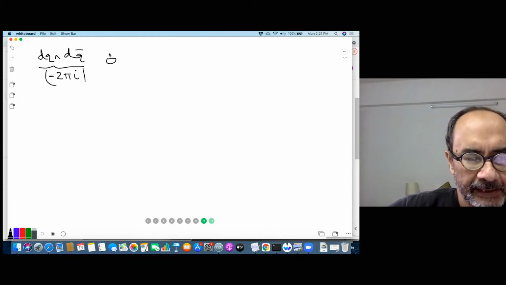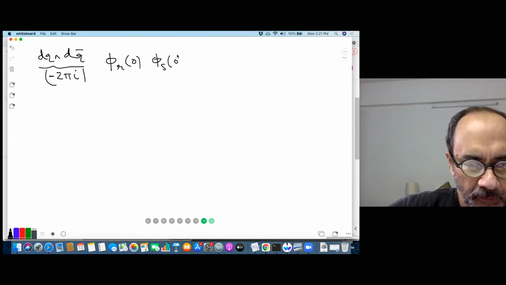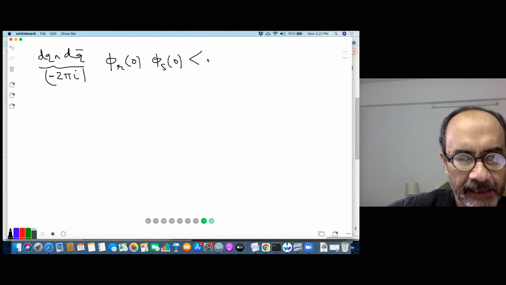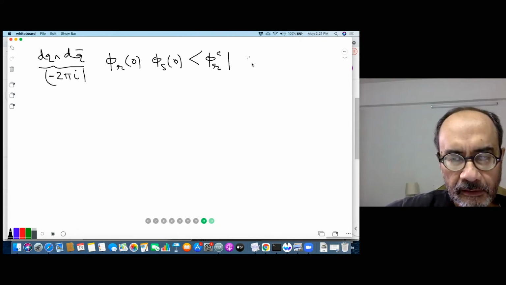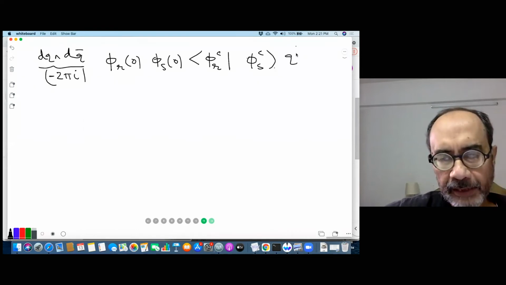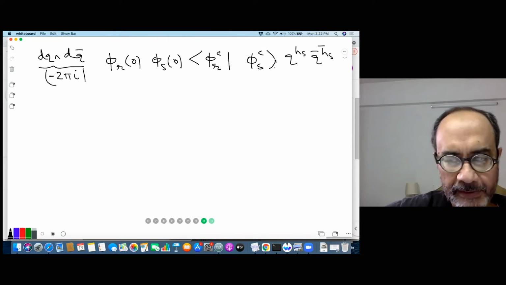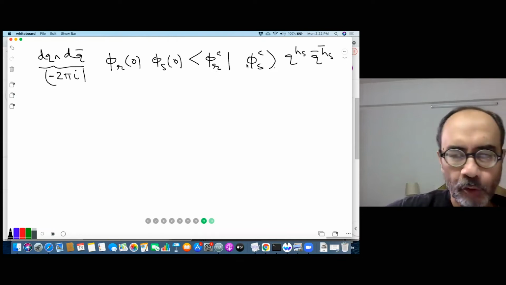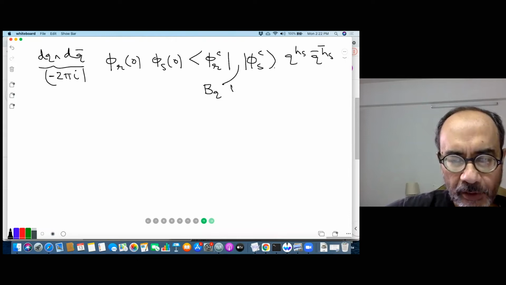Then the plumbing fixture relation, let me remind you, we had phi r of 0, phi s of 0, and then we had phi rc, phi sc, q to the hs, q bar to the hs bar. Okay, so the plumbing fixture relation was this much. The only extra ingredient here is that we have a factor of bq bar. So here we insert bq bar.